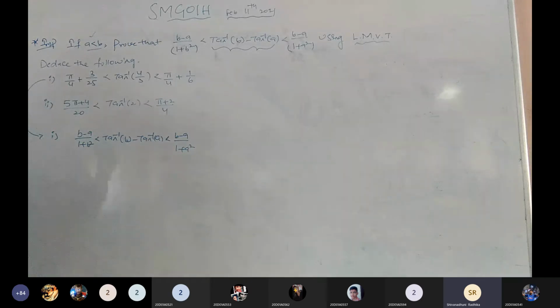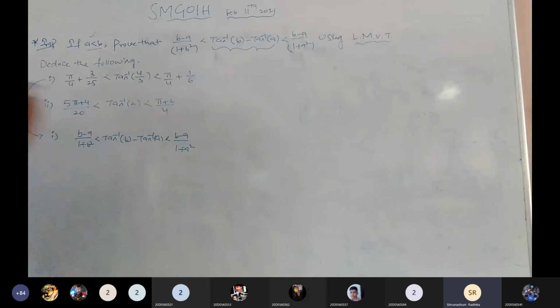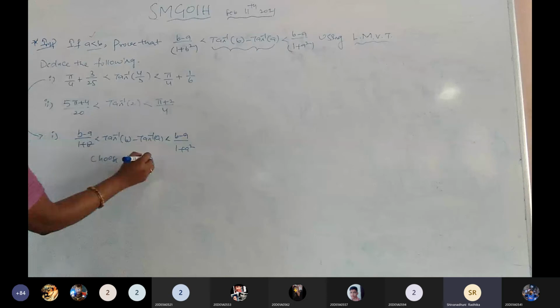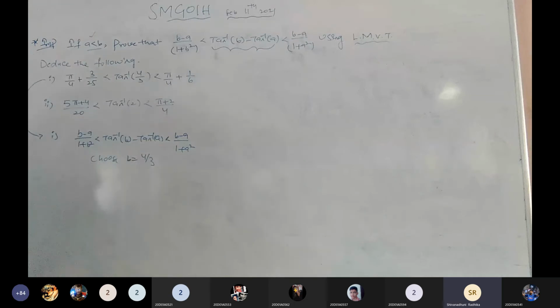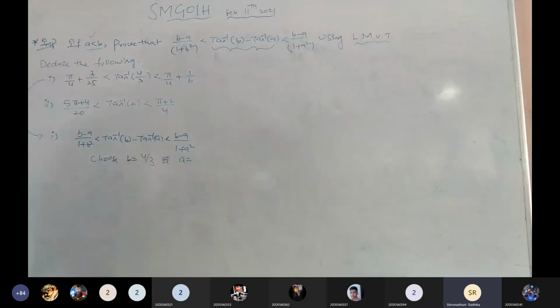The main thing in the given deductions is choosing the values of a comma b. That is the main concept. See here, this is tan inverse of 4 by 3. In the deduction, what we are going to prove, the middle value is always b. As it is, I write small b equals 4 by 3. Now small a equals, what is small a here? Pi by 4 tan. What is the pi by 4 value? 180 by 4.